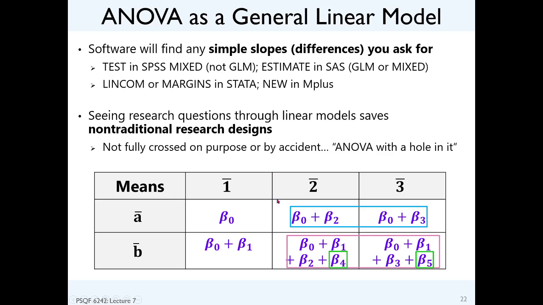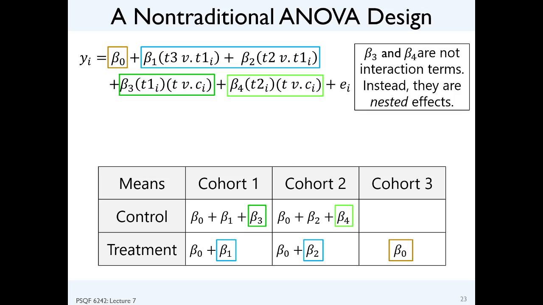in the instance in which you do not have all of these particular cells observed, or what one of my students once called ANOVA with a hole in it. So this was the situation in which she came to me for help. She had an experimental design where she had a control group and a treatment group, and it was an overlapping cohort design where they were enrolling people each year.